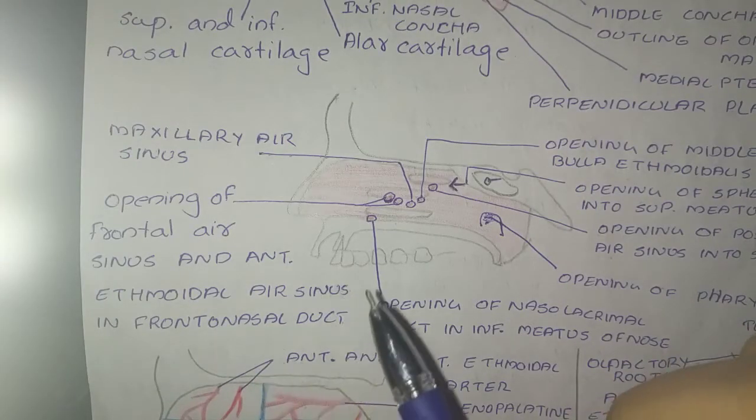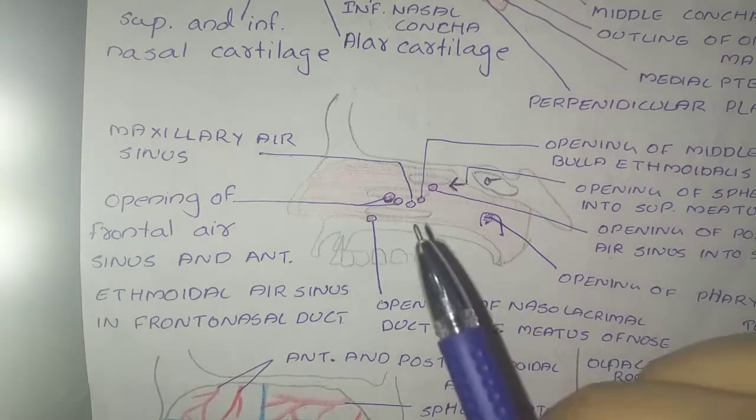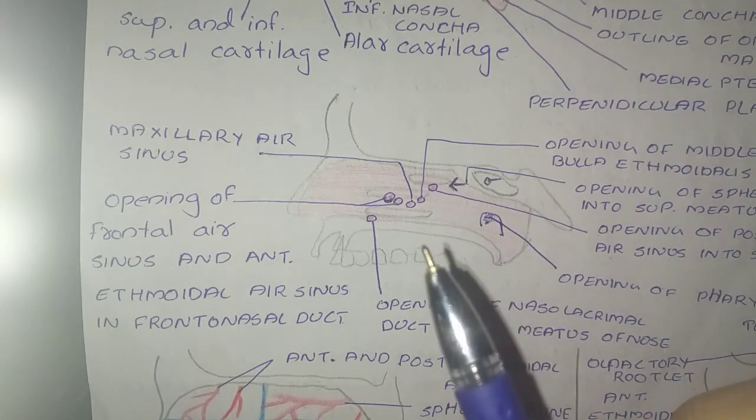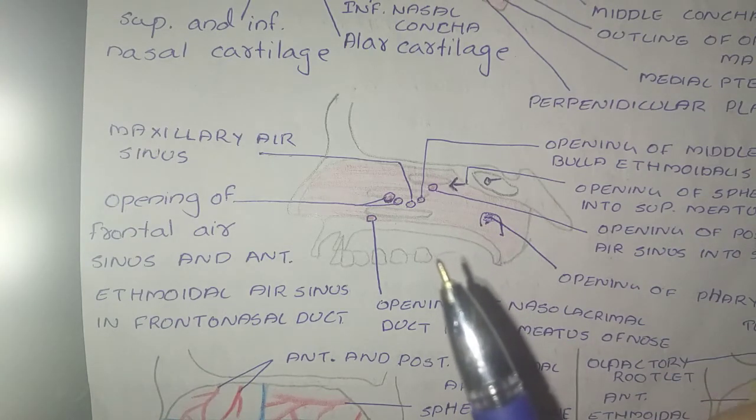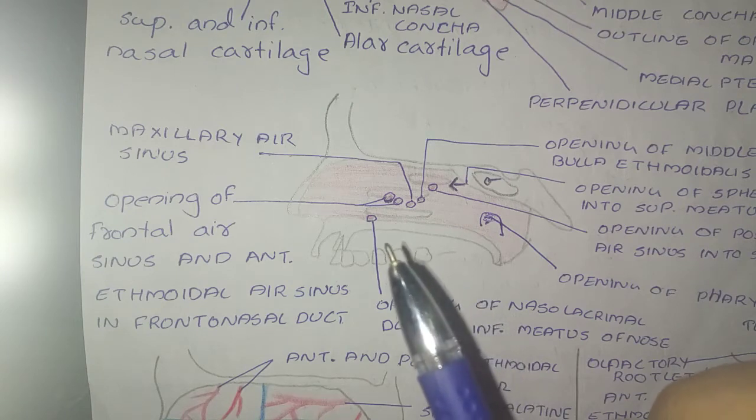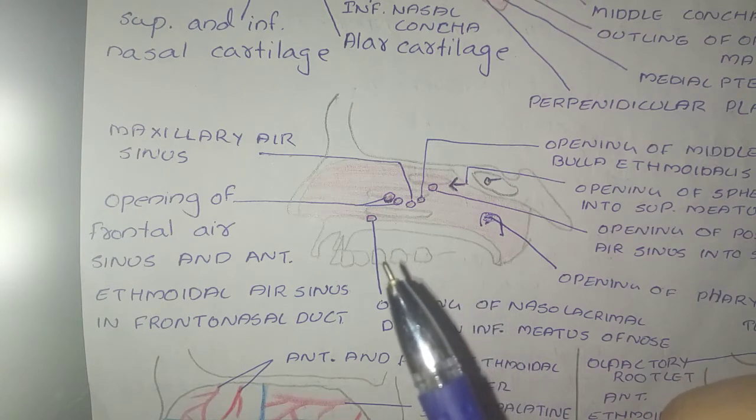Now we will discuss the topic meatus. There are 3 types of meatus, that is superior meatus, middle meatus and inferior meatus. The inferior meatus lies underneath the inferior concha and it is the largest of the 3 meatus.